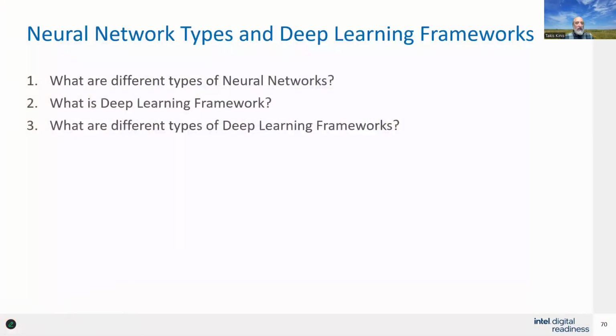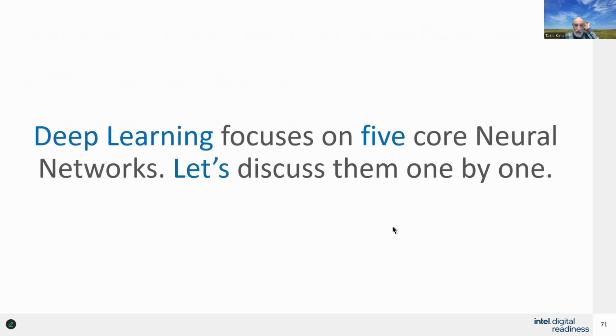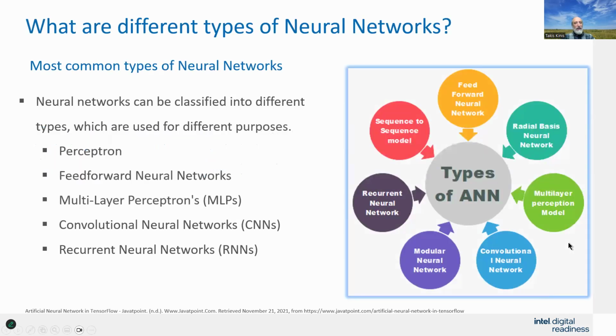All right, let's talk about some of the different types of neural networks now. And we're going to start talking a little bit more about deep learning and some of the frameworks that go with that. And notice it says deep learning focuses on 5 core neural networks. And yes, we're going to go through them one by one.